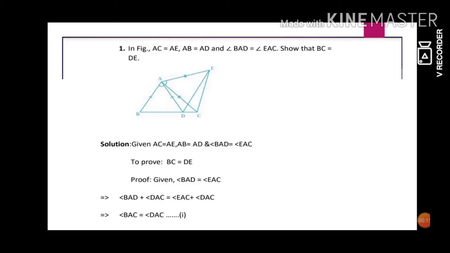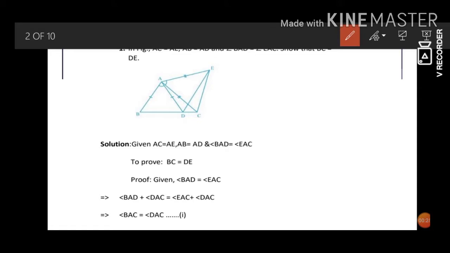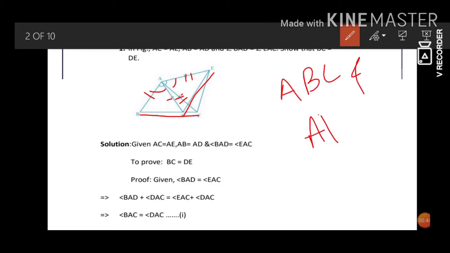The first question: AC and AE are equal from the given figure. AB and AD are equal. Angle BAD and EAC are equal. All these are given in the question as marked in the diagram. We have to show that the sides BC and DE are equal. These two sides are of the triangles ABC and ADE. So the first thing we have to do is to show congruency of triangles ABC and ADE.